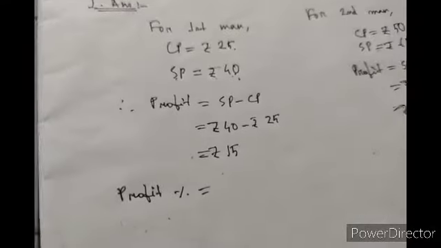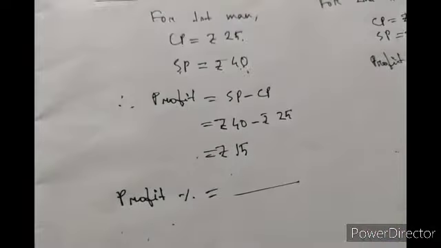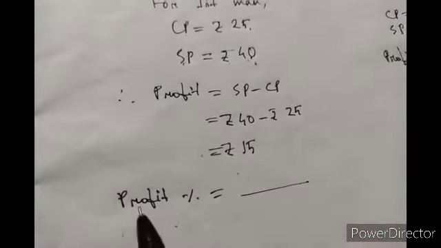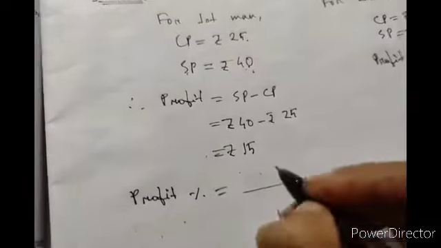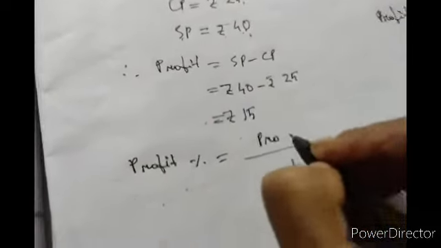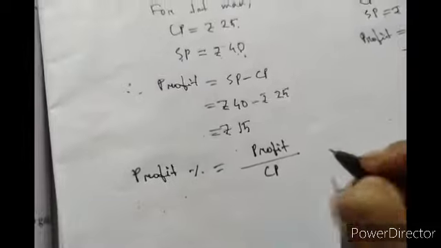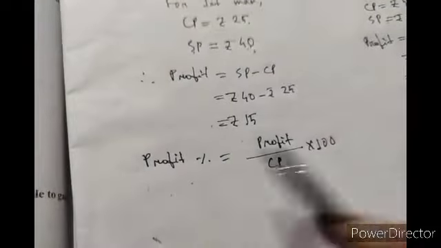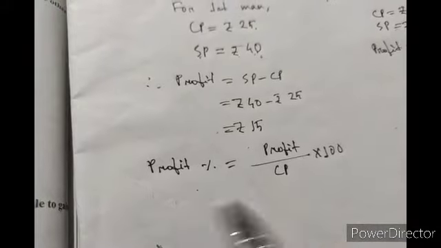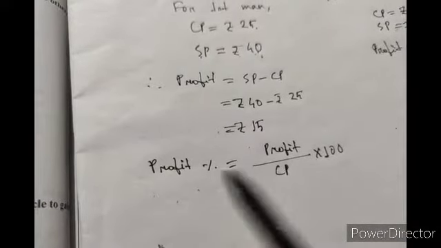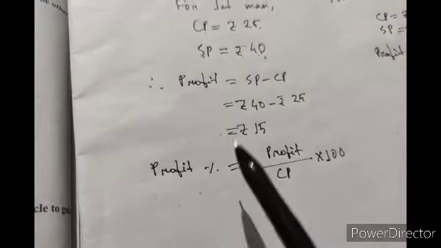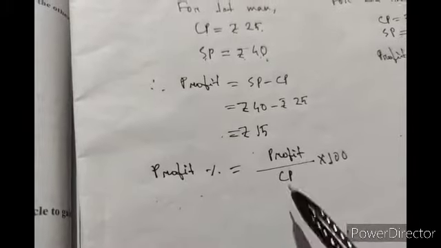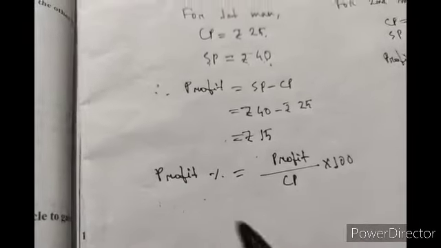So what was the formula for profit percent? In the last class we discussed it and solved some questions from that topic. Profit percent means profit divided by cost price into 100. Is it clear for everyone? This is the formula we got in the last class. So simply by putting the values in this formula, we can obtain profit percent.